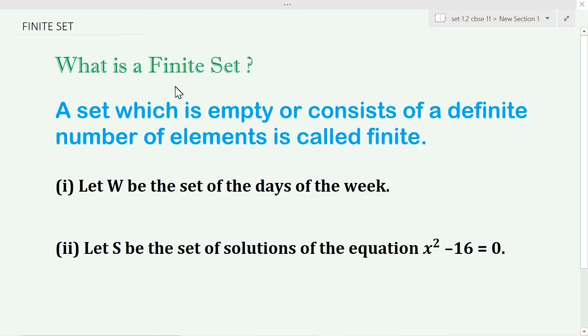The next topic is finite set. A set which is empty or consists of a definite number of elements is called a finite set. So a finite set may be an empty set, or it contains elements which can be counted. It's called a finite set.